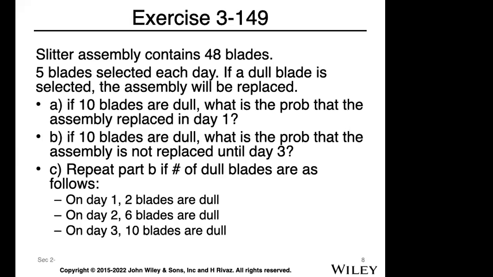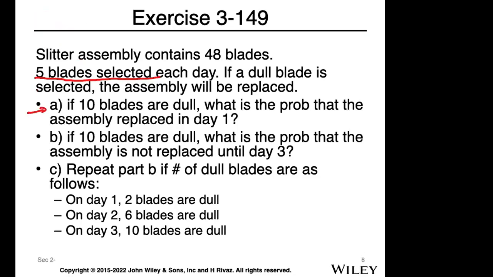So basically, we have a slitter assembly that has 48 blades. 5 blades are selected every day and tested, right? To see if the blade is dull. And then part A wants us to calculate, if 10 blades are dull, what's the probability that the assembly is replaced in day 1, right? So the numbers that we have to remember are 48, 5, and 10, right?